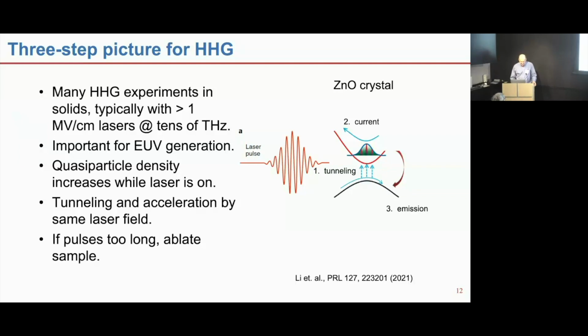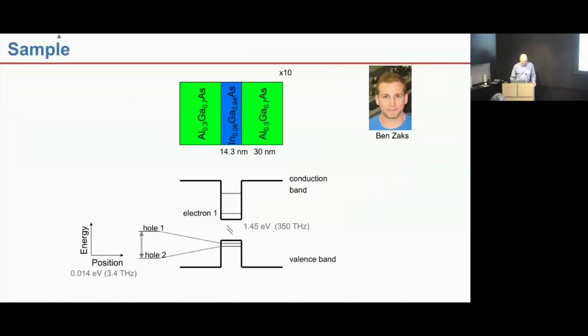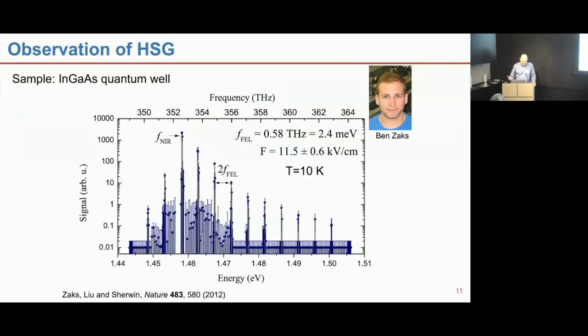High order sideband generation was predicted in 2007 by Renbao Liu and Fangfen Zhu, and I learned about it when I was visiting Hong Kong for a conference. He told me about this paper, and this looked like something we could do. So immediately, when I came back, I talked to my student Ben Zaks, and we agreed he would drop what he was doing. We took a sample that we already had from other experiments. In a relatively short amount of time, we had observed high order sideband generation from an indium gallium arsenide quantum well. So here is the near infrared, and here are the sidebands.